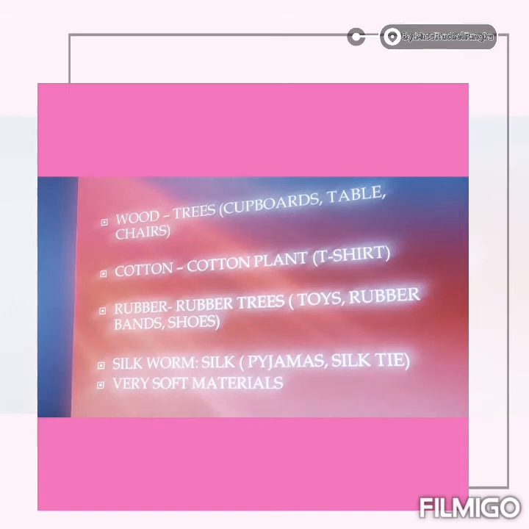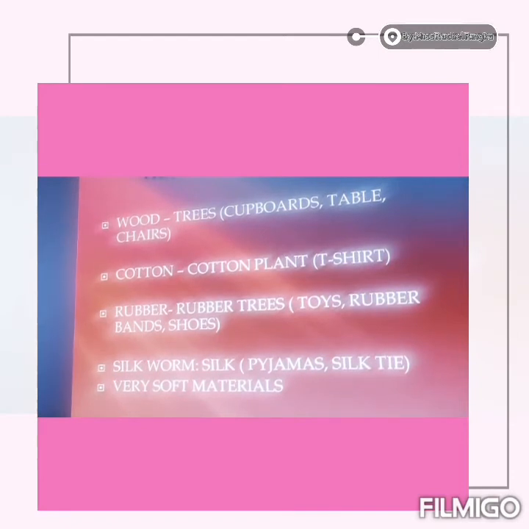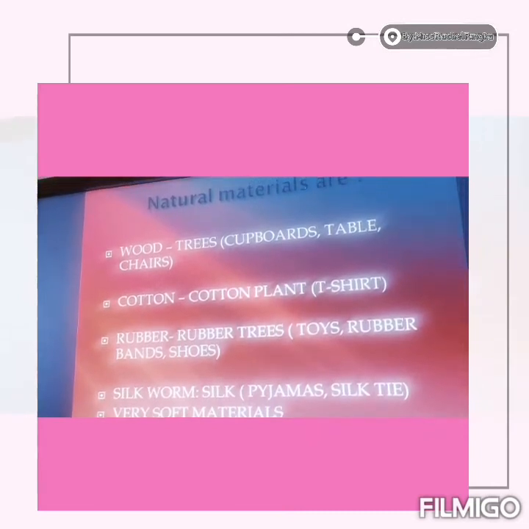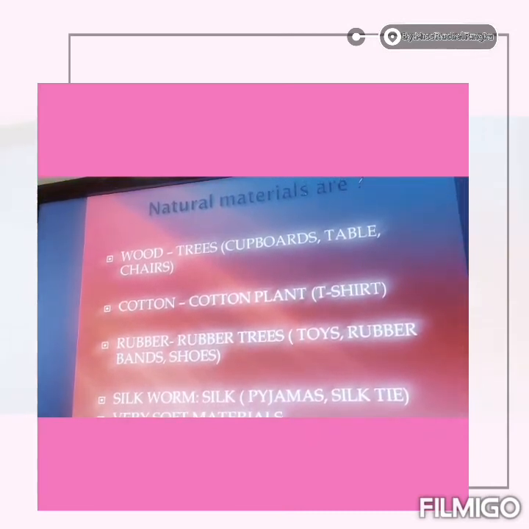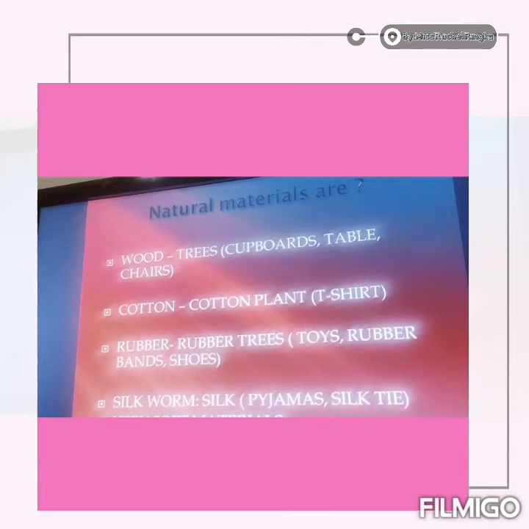The natural materials are wood that comes from trees. This wood is used to make cupboards, tables, chairs, furniture, and many more. The other natural material is cotton. We get cotton from the cotton plant. It is used to make t-shirts and towels.